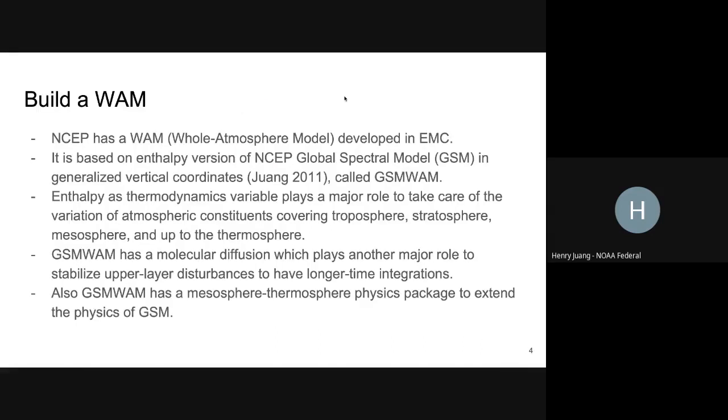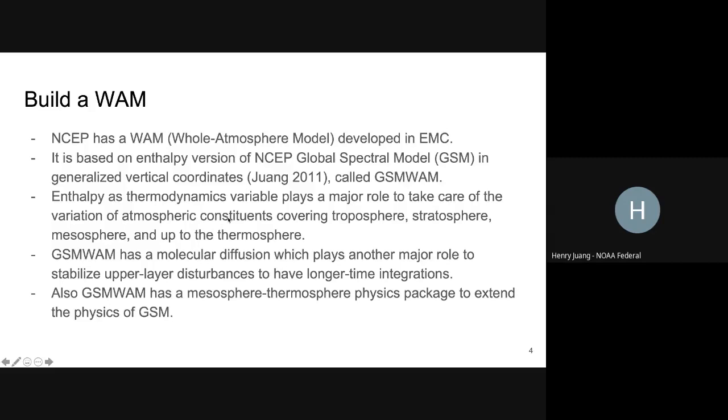As we know, in the morning Tim already introduced the WAM. We developed it in EMC, and it's based on an entropy version of NCEP GSM in a generalized vertical coordinate, which I published in Monthly Weather Review. I call it the GSM-WAM. The entropy as a thermodynamic variable played a major role in taking care of the variation of the atmospheric constituents, covering the whole atmosphere from the troposphere, stratosphere, mesosphere, and up to the thermosphere.